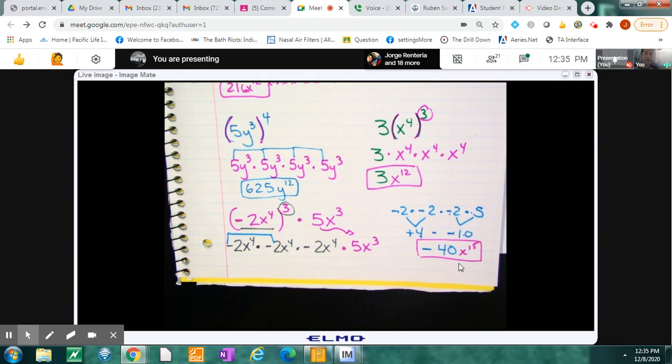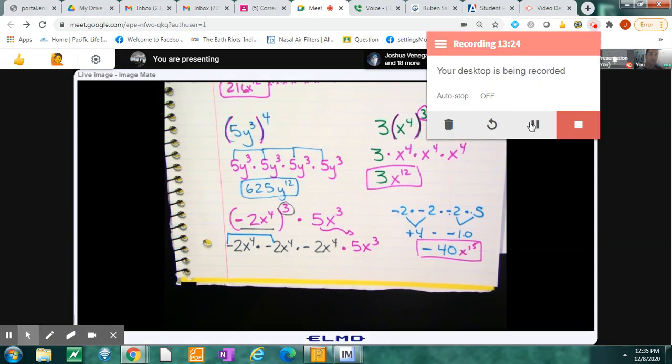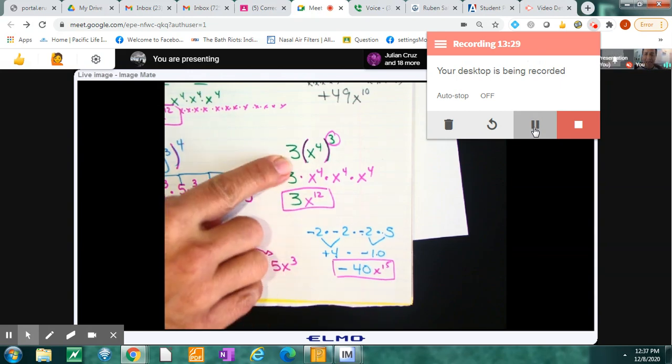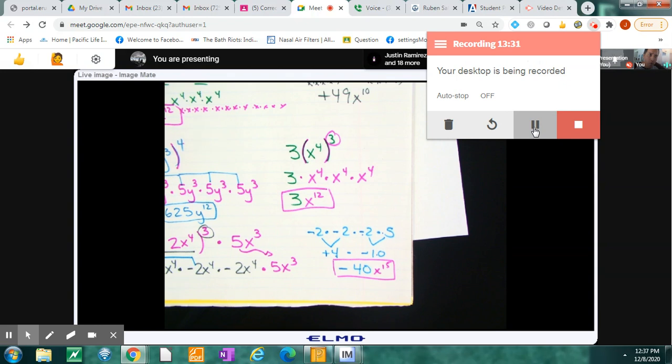So again, let me go ahead and pause this. Let's just refresh what we learned today. Okay, so don't forget the 3. You can't touch that. Leave it alone, because it's away from the parentheses. You know what I mean?